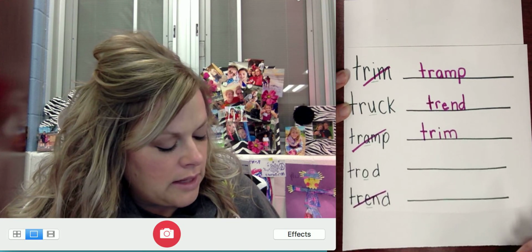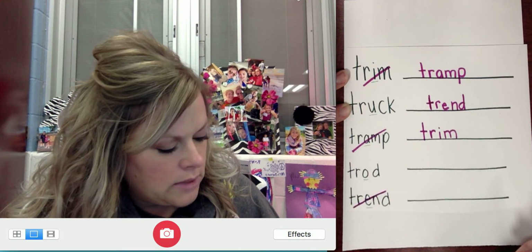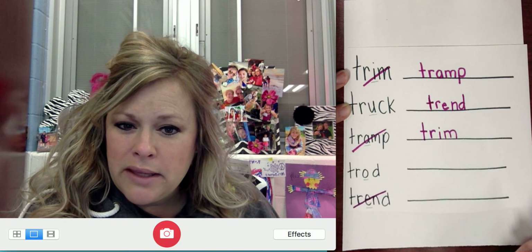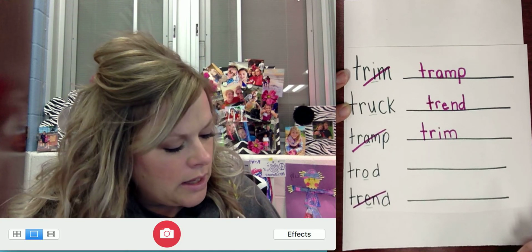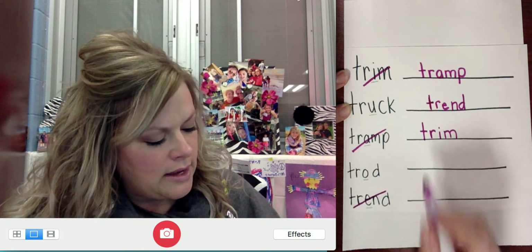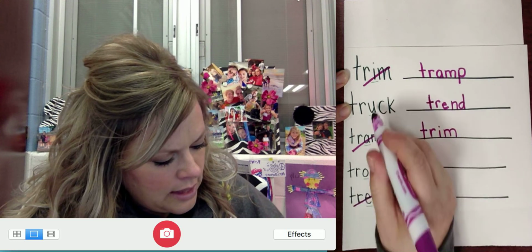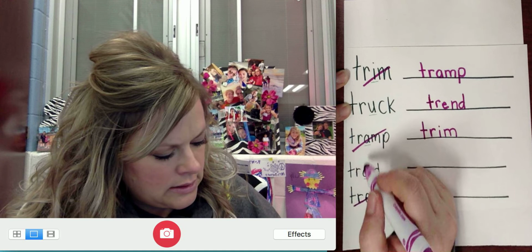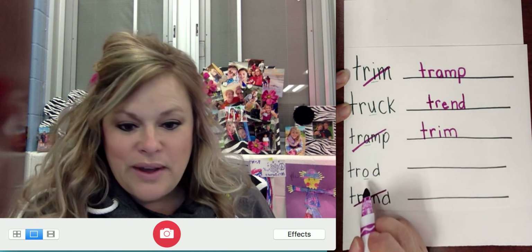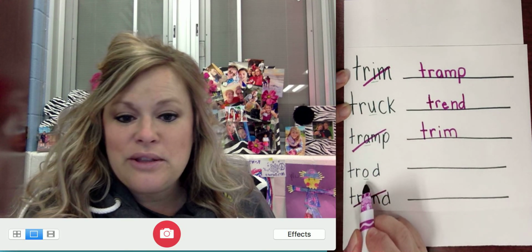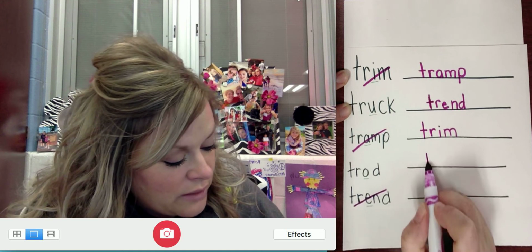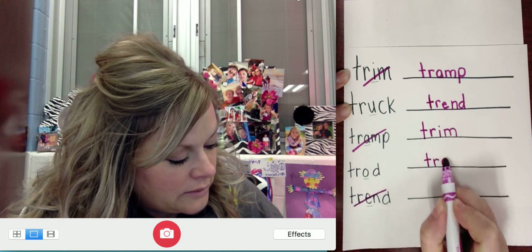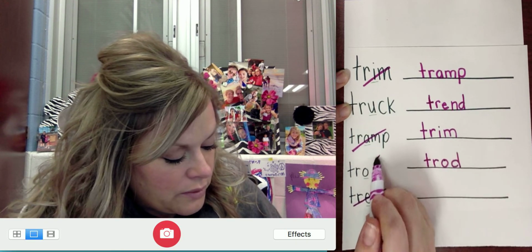So A, B, C, H, I, J, M. Sometimes I have to go back to the beginning of the alphabet if I get stuck. A, B, C, D, E, F, G, H, I, J, K, L, M, N, O. O, trod. O is the third letter. I'm going to go ahead and write that next, and then cross that out.